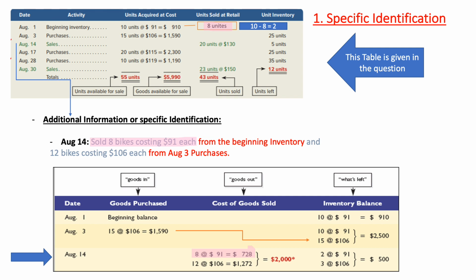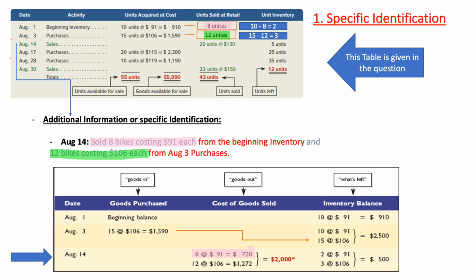Then they told me they also sold 12 bikes costing 106 from the August 3rd purchases. If you go to the August 3rd purchases in the table above, we have 15 units already, and they sold 12 units from them. So now I have 15 units minus 12 units. It means that after the sale of 12 units, I have only 3 units left from the August 3rd purchases.